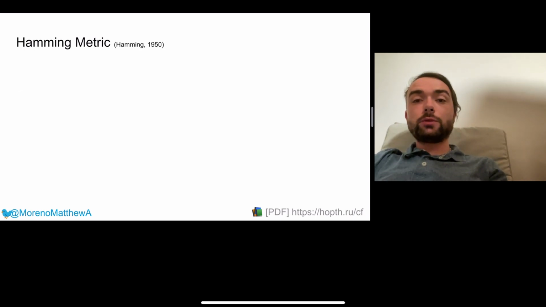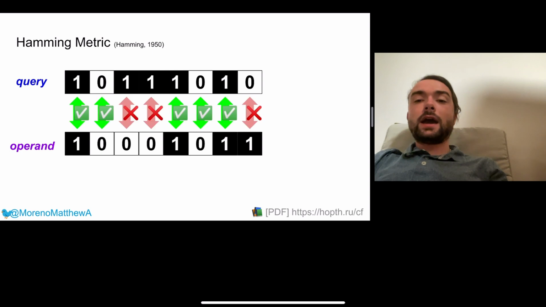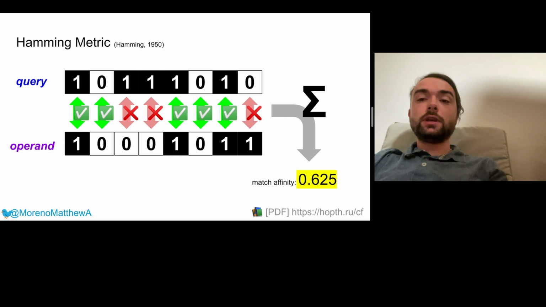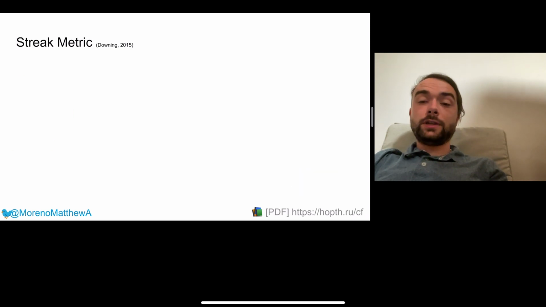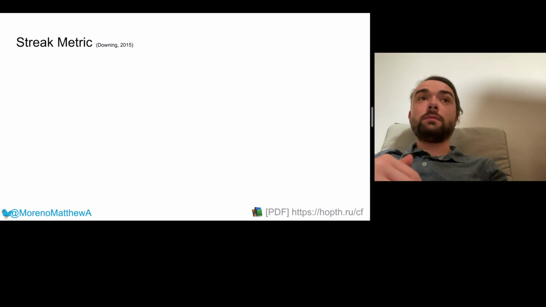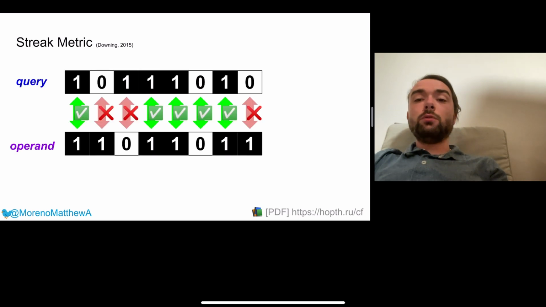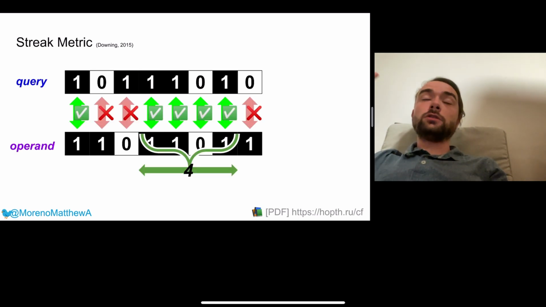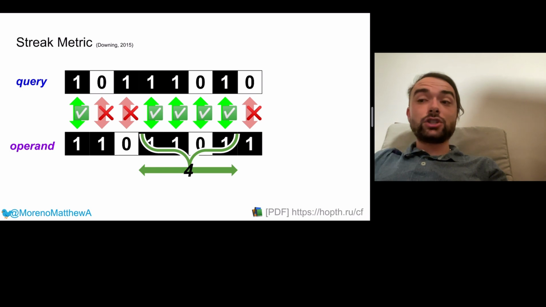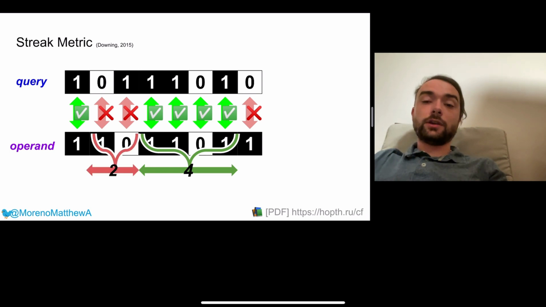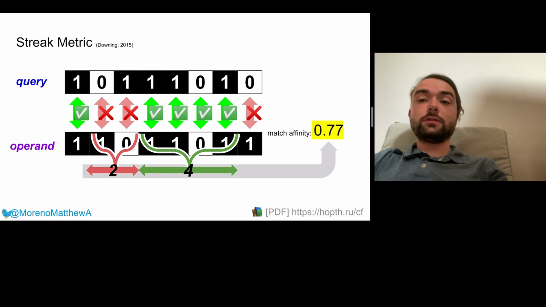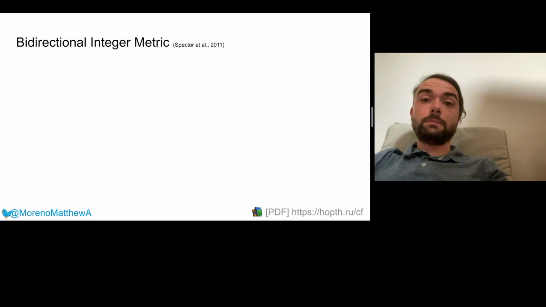You're probably the most familiar with the Hamming metric, where you look at the number of matching and mismatching bits in the tag representation, take the average, that gets you your affinity. A streak metric was proposed by Keith Downing as a more biologically inspired tag matching process, where you look for the longest set of contiguous matching bits and compare it to the length of the longest set of contiguously mismatching bits, and the ratio of those two streaks gets you the affinity.